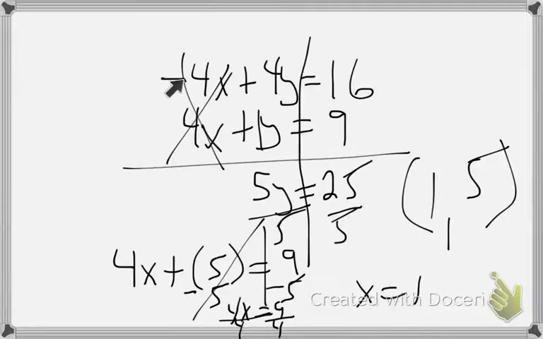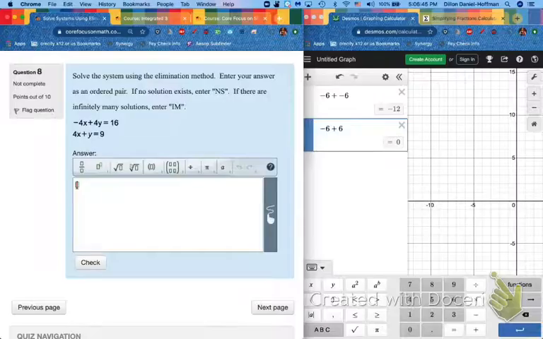And I could eyeball this real quick. Negative 4 times 1 is negative 4. Negative 4 plus 20 is 16, check. And 4 times 1 is 4. 4 plus 5 is 9. Perfect. I'm right, I don't even have to use my graph. 1, 5. The beauty of algebra.